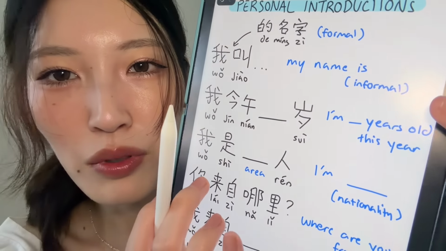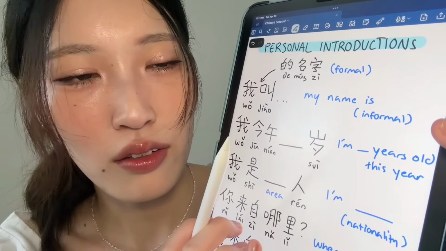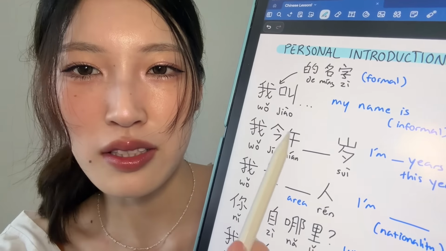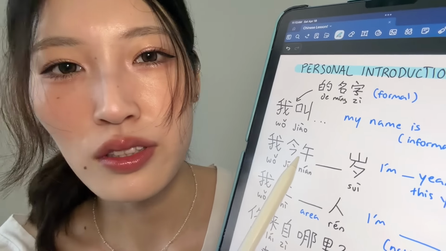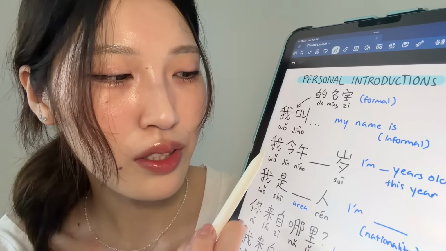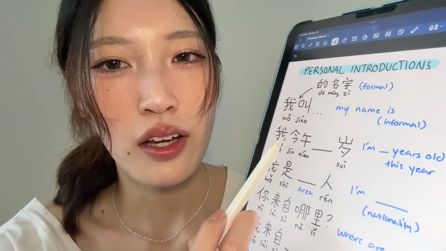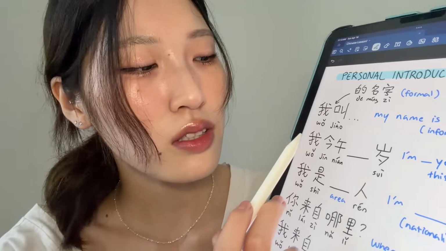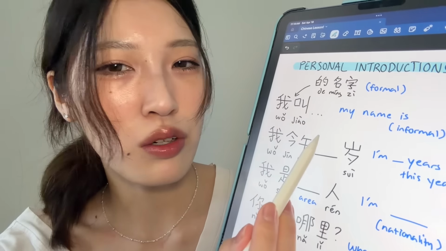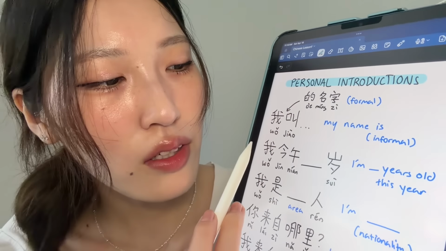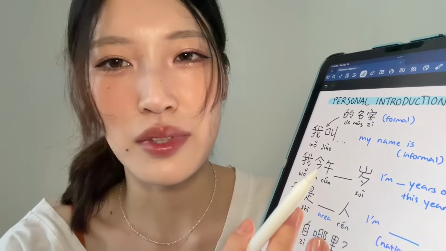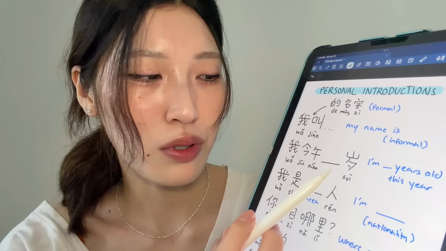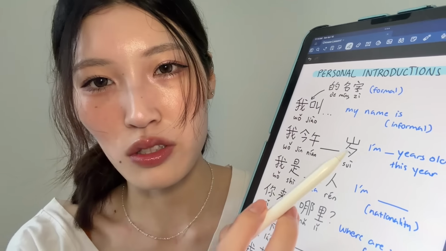And now to talk of your age, I'd say it's the same kind of predicament where there's a more informal and a formal way of saying this. I don't think this is totally necessary. 今年 just refers to this year. So if you want to say I am 20 this year, 我今年20岁. But a lot of the time you can just say 我20岁 and just cross this out if you don't feel like you have to say the this year part. So 我今年20岁, 我20岁, I'm 20. This year I'm 20, 我今年20岁.